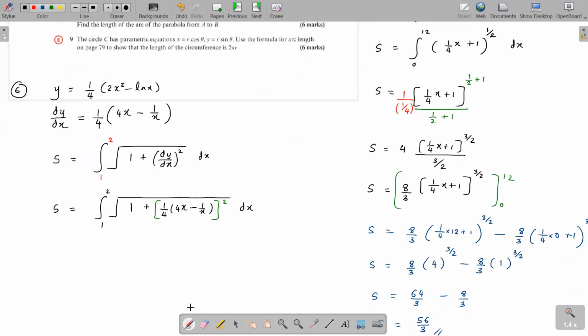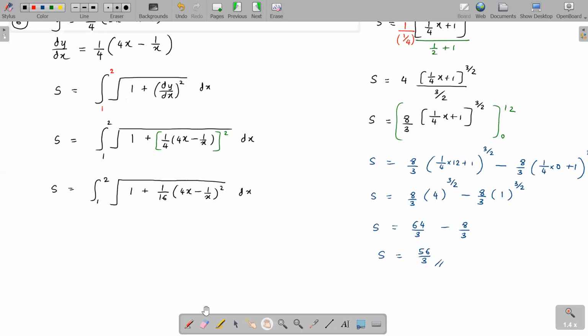Okay, so let's input this now. S equals integration from 1 to 2. What do we get when we simplify inside? 1 plus 1 over 16 times 4x minus 1 over x square, isn't it? Yeah. Okay, so we will be able to simplify this.